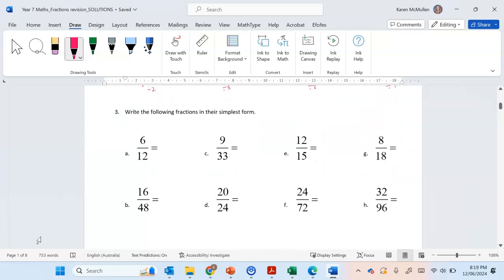Question 3, we're writing the fractions in their simplest form. Simplest form just means that if we're making comparisons with, say, a population of people, let's say we're taking 150 students in year 7 and 50 of them play netball on the weekend. That means we've got 50 over 150. That's okay to say, but it's a lot easier to say that 1/3 of the students in year 7 play netball.